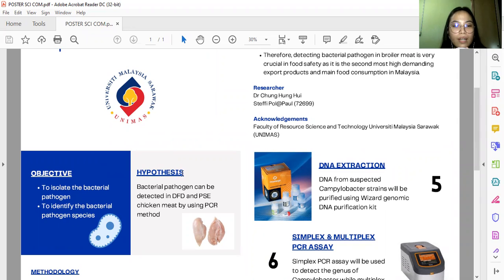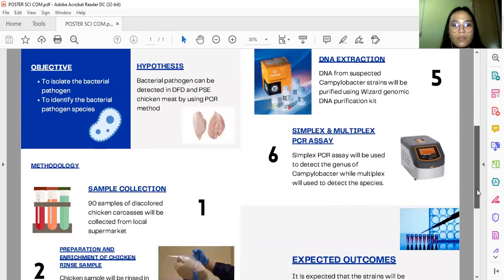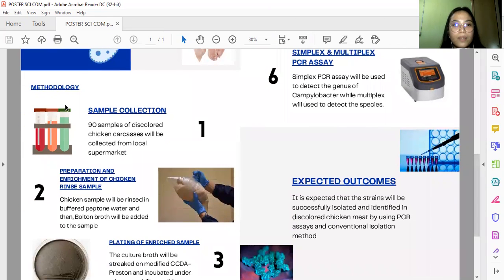Next is the hypothesis. Bacterial pathogen, which is the Campylobacter, can be detected in DFD and PSE chicken meat by using PCR method. This is the methodology. Firstly, the sample will be collected. 90 samples of discolored chicken carcasses will be collected from local supermarket.